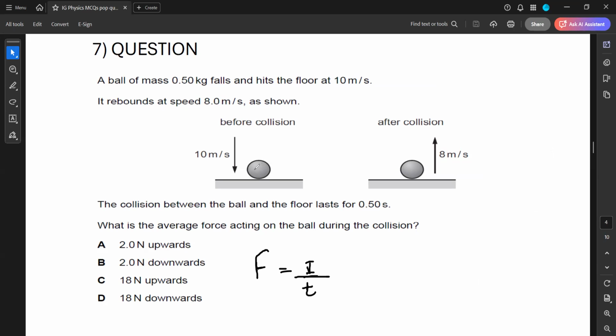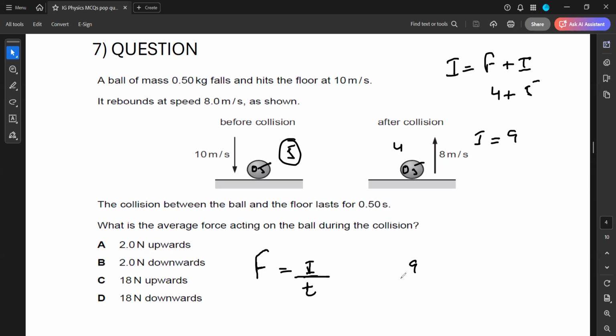So here the mass is 0.5 and the speed is 10, so the momentum is 5, because 10 multiplied by 0.5 is 5. Here the mass is 0.5 and the speed is 8, so 0.5 multiplied by 8 equals 4. If the object bounces back, how to get the impulse? It is final plus initial. The final is 4, the initial is 5. So 4 plus 5 makes 9. So we have an impulse of 9.